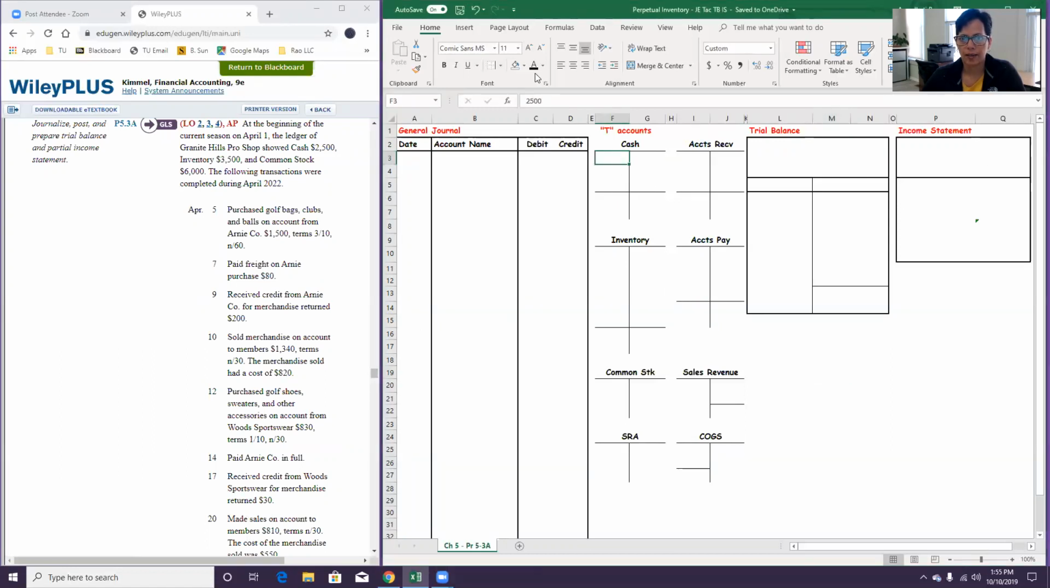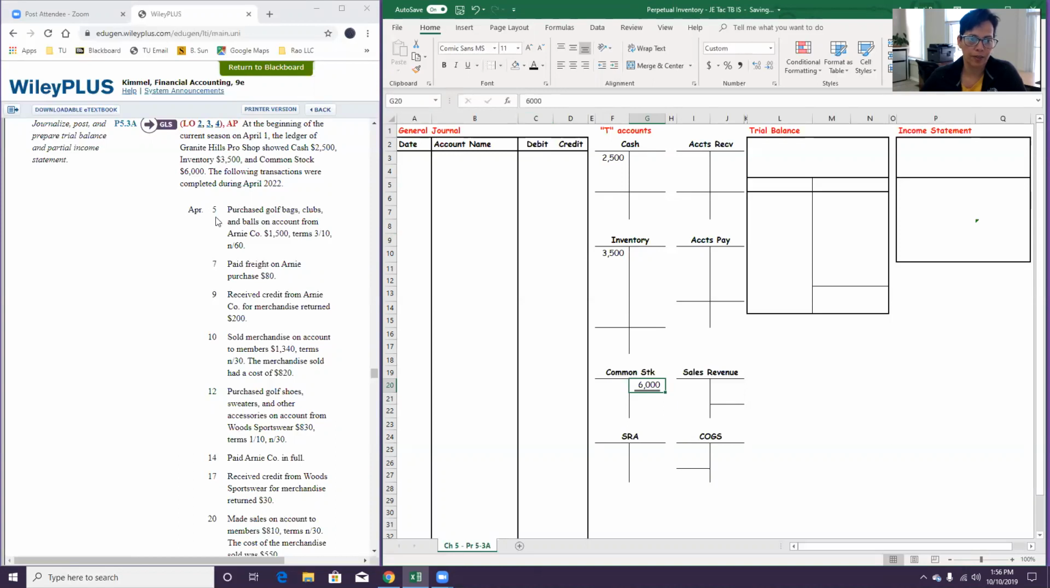For cash, I have 2,500. That's a debit balance, obviously, because it's an asset. Then I have inventory 3,500. So inventory on the debit side, I'm going to put 3,500. And common stock 6,000 on the credit side. Unless mentioned otherwise, we always assume all accounts have normal balance. So now that I have that in place, I start with my journal entries, my transactions.